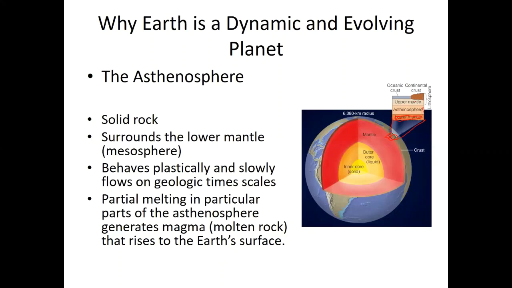And it's in the asthenosphere that in isolated locations, the pressure and temperature are just right for some of the mantle rock to partially melt, which generates molten rock that rises to the surface and results in volcanism. So it's in the asthenosphere, which is a layer of solid rock, that in isolated locations the pressure and temperature are just right for some of the rock to melt and generate magma, which then results in magmatism or volcanism at the surface.